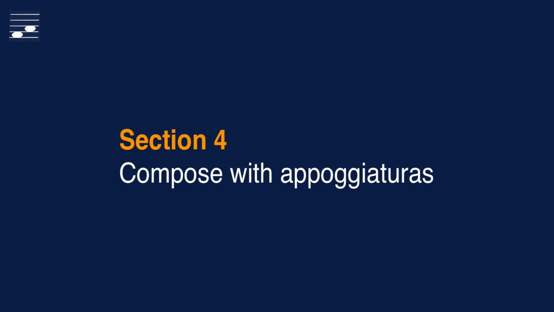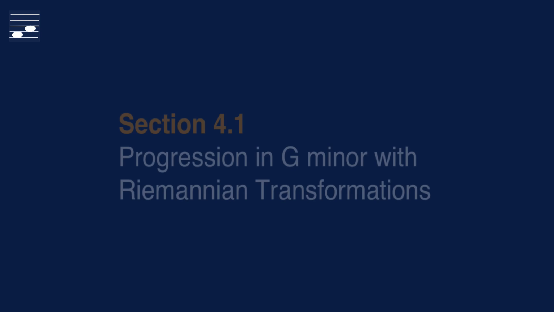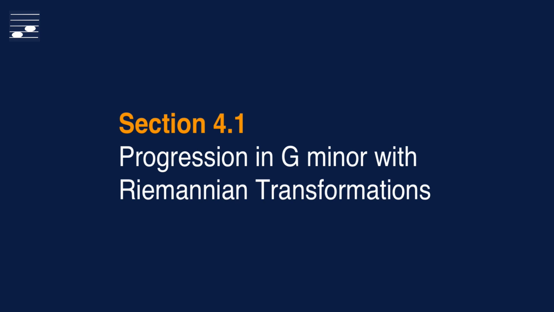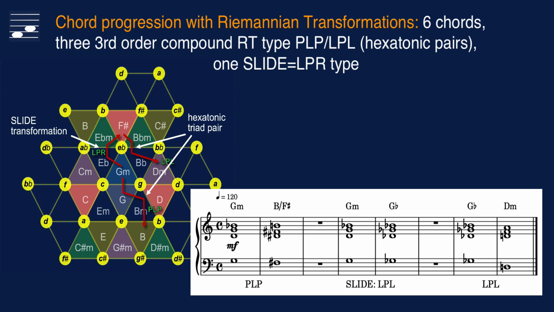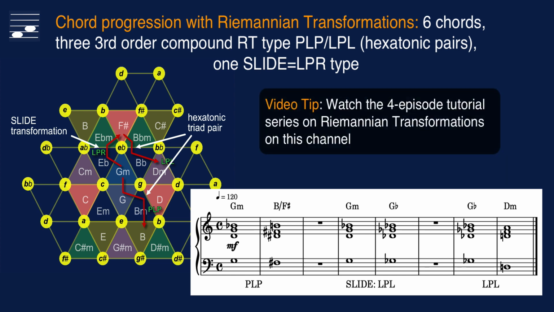Let's conclude the appoggiatura discovery journey with a short application example. For this, I use a chord progression starting on G minor, like the Schumann piece, but including three third-order compound Riemannian transformations. Here are the chords in staff notation and the parts connecting triad pairs in the tonnetz diagram. I won't go into details. You may find these in my 4-episode series on Riemannian transformations on this channel.